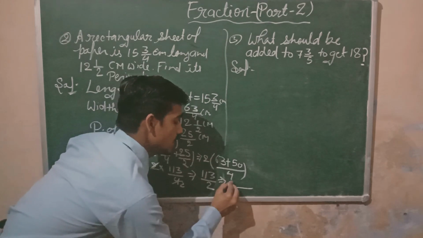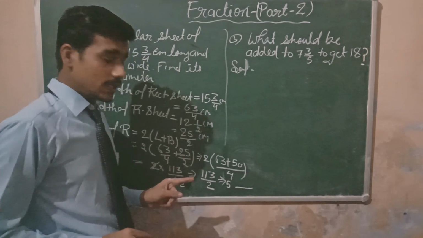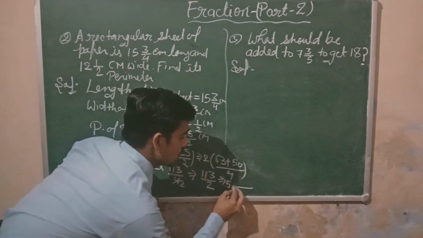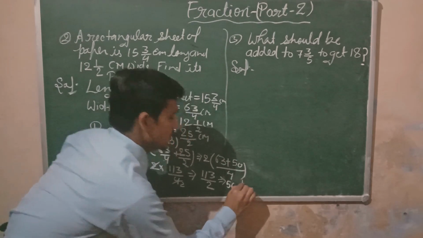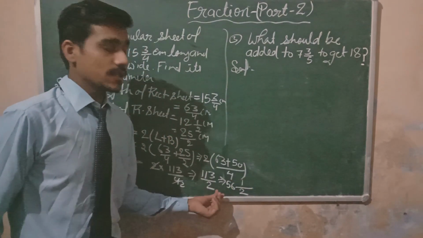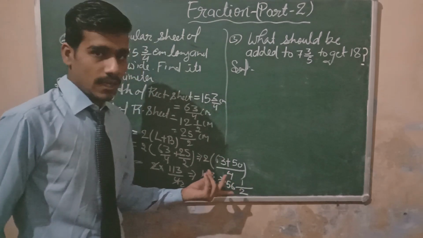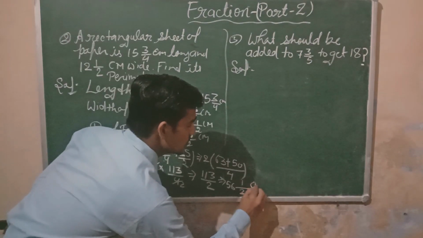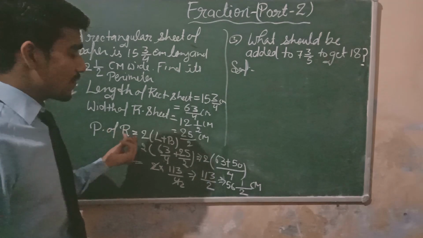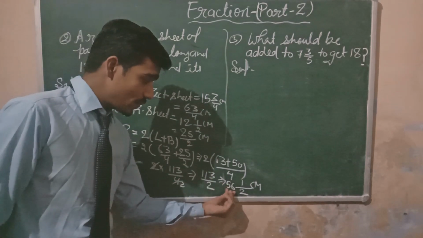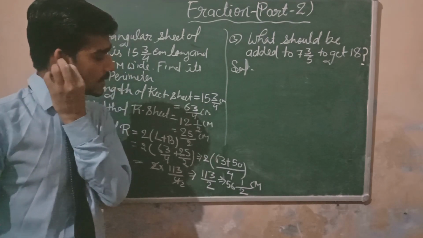2 5s are 10, carry 1, 1 3 is 13, and 2 6s are 12, carry 1. Clear, students? 2 6 are 56 into 1 by 2. Clear? Centimeter. Perimeter of rectangular sheet is equal to 56 into 1 by 2 centimeter. Clear, student?